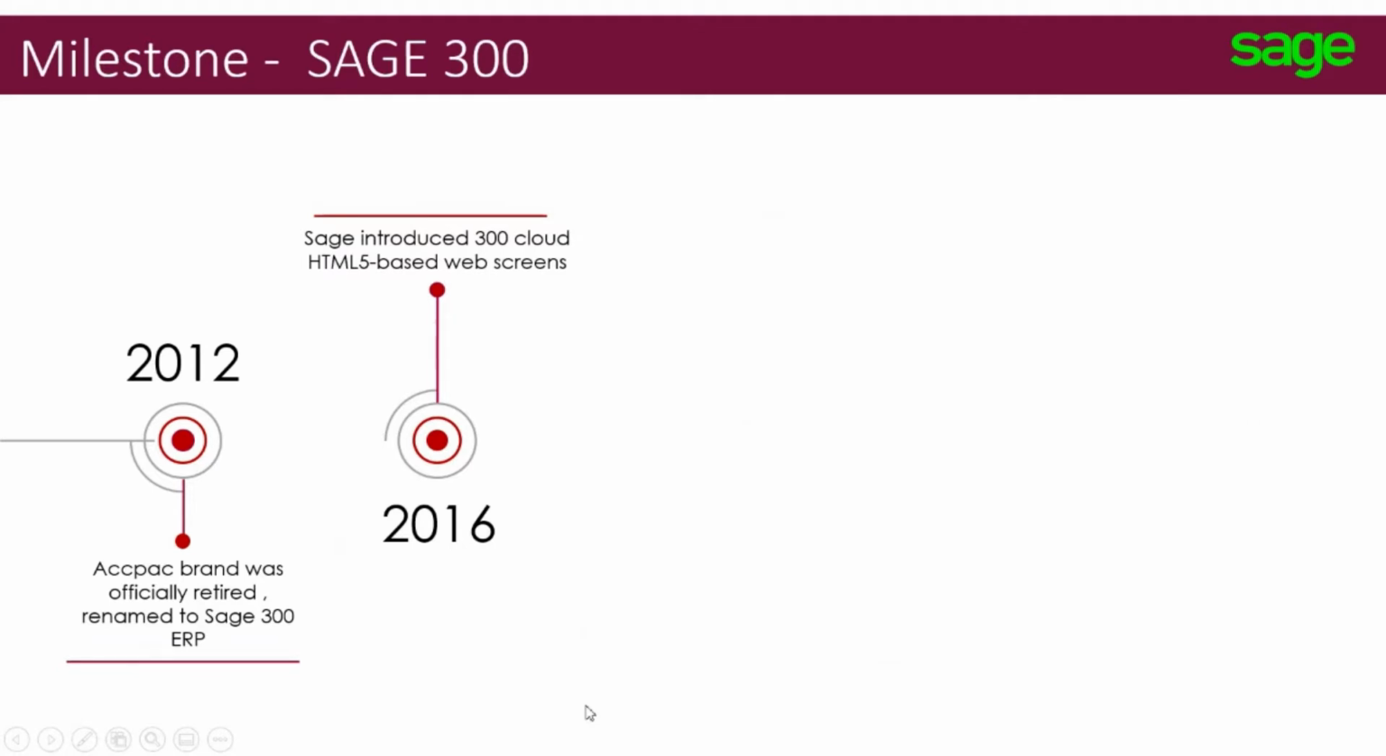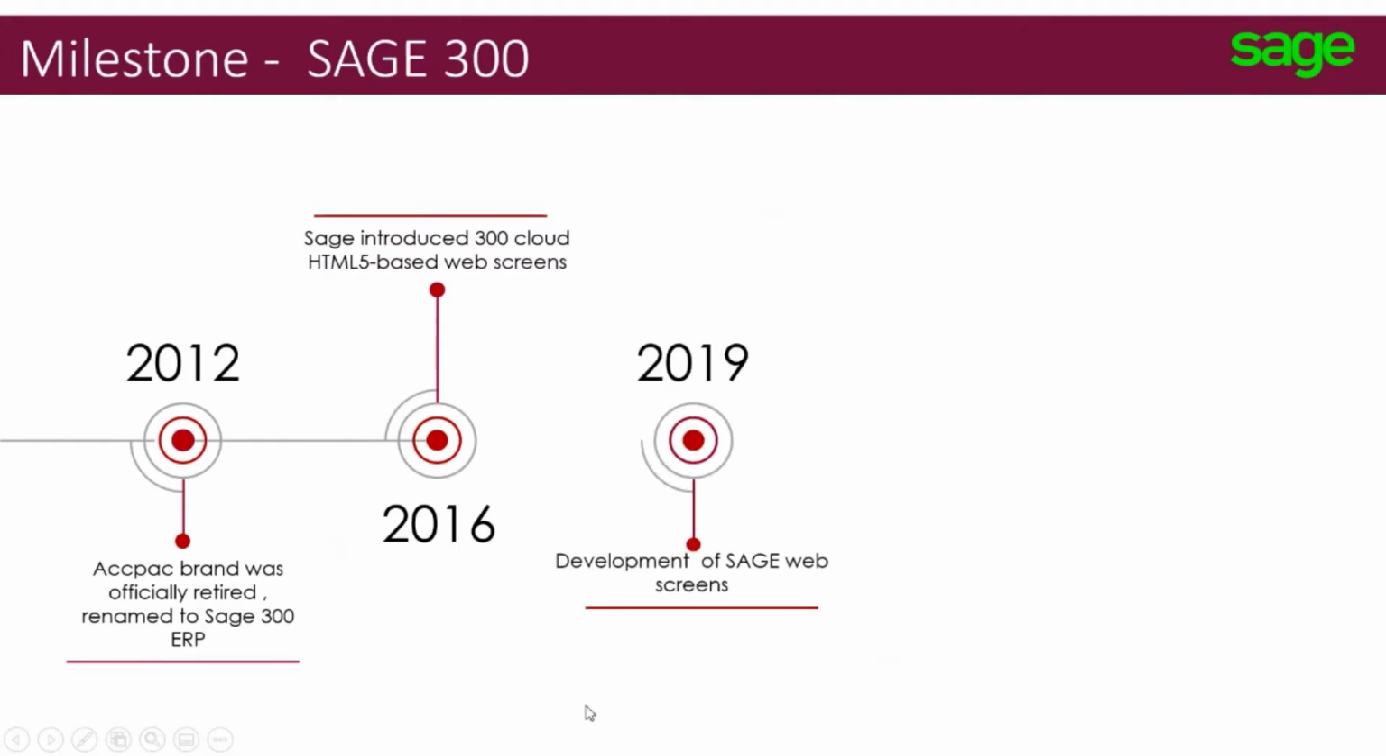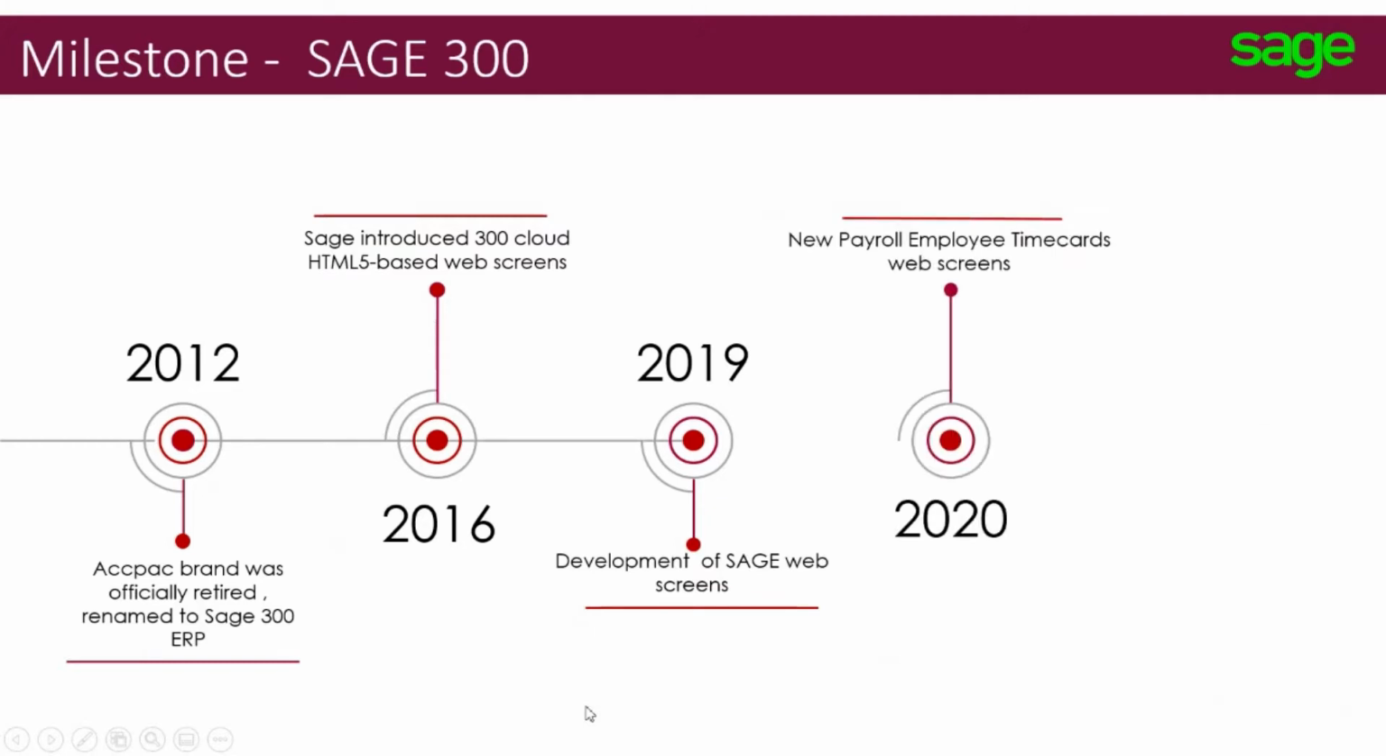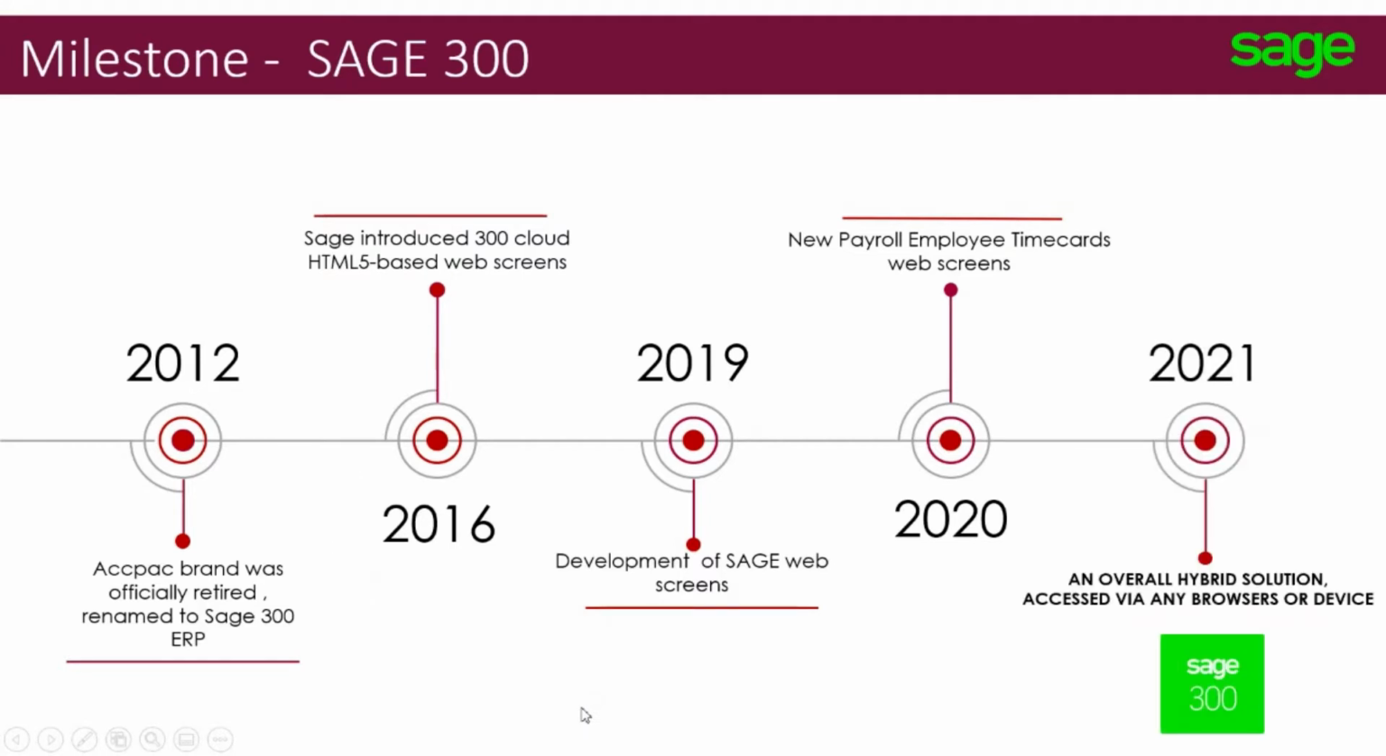It introduced HTML5 based web screens in 2016. Then in 2019, the development of Sage web screens. So it's continuing to grow. Some of the new features in terms of the payroll functionality and the time cards were introduced in 2020, and now we're in 2021, where we have an overall hybrid solution which can be accessed via any browser or device. So this has been the growth over the last 30 odd years. Sage has grown immensely, but one thing we need to remember is that Sage still has its core foundation and the core accounting principles that have been embedded within Sage 300 from the very beginning, from the days of ACCPAC.